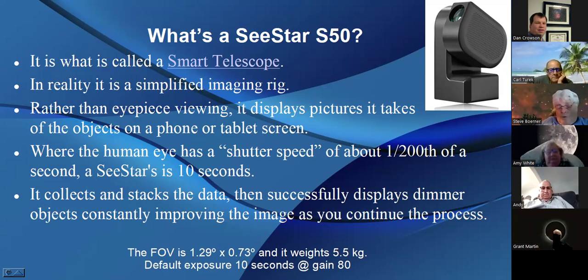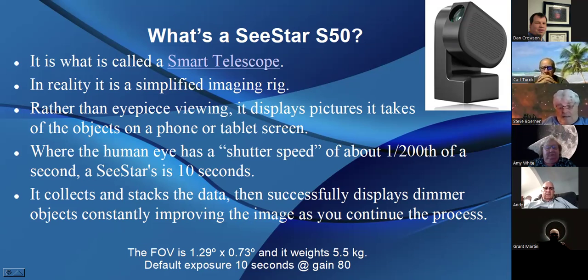One of the reasons why it works so well is that it gathers so much more light than a human eye. If we're looking through a regular telescope, we're kind of looking at a shutter speed of about a 200th of a second into the eyepiece, versus with the C-Star, generally it's going to do 10-second exposures. So it's going to integrate that information for 10 seconds, and it's going to be able to see a whole lot deeper than we can see with our eye just by looking through an eyepiece.